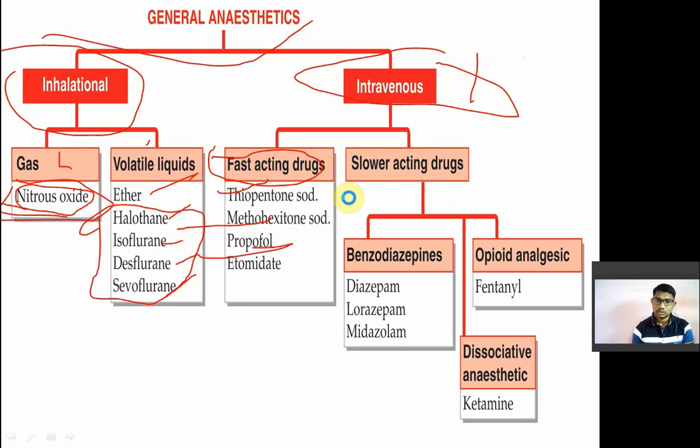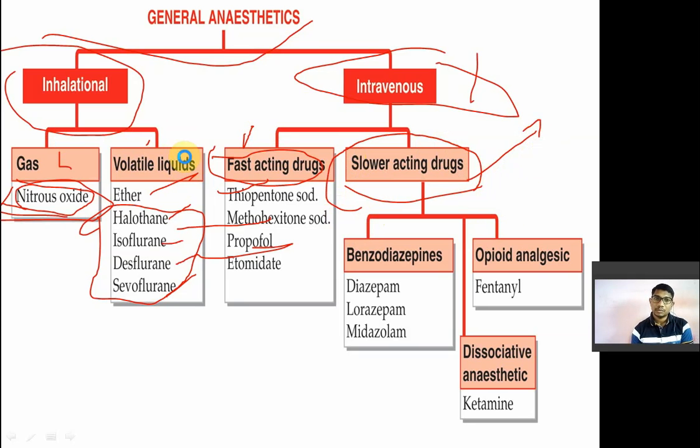ये थोड़ा सा धीरे से एक्ट करेंगे। फास्ट एक्टिंग ड्रग मतलब इनका ऑनसेट ऑफ एक्शन बहुत ही फास्ट है। मतलब इंजेक्शन देने के बाद within 2 minutes या 3 minutes patient will become unconscious or patient will get anesthesia. That's why they are known as fast acting. Slower acting drugs means if these drugs are administered to a patient, it will take around 15 to 20 minutes to induce the anesthesia. So induction time for fast acting drugs is less, and induction time for slower acting drugs is more. Okay, so that is the difference.